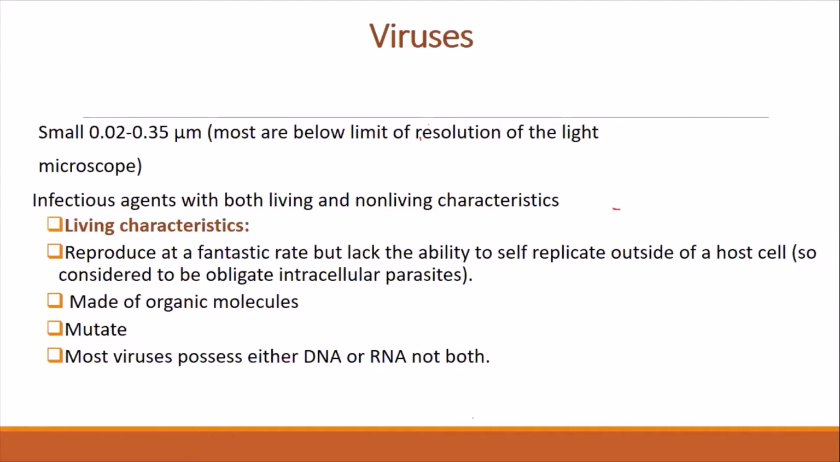Parasites are basically organisms that are attached to other organisms, which you call the host, in order to grow. They can't grow on their own, and that's basically what viruses are. They're parasites. They're made up of organic molecules. They're able to mutate. Even a lot of persons are saying that COVID-19 may actually be a mutated virus. Most viruses possess either DNA or RNA, not both.